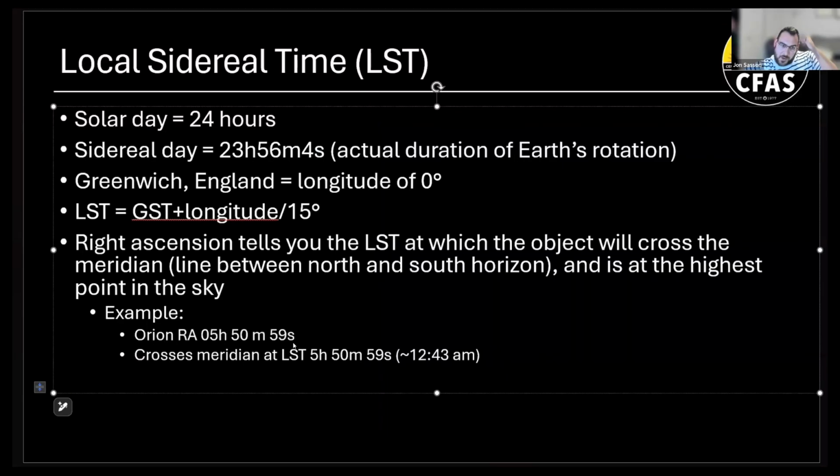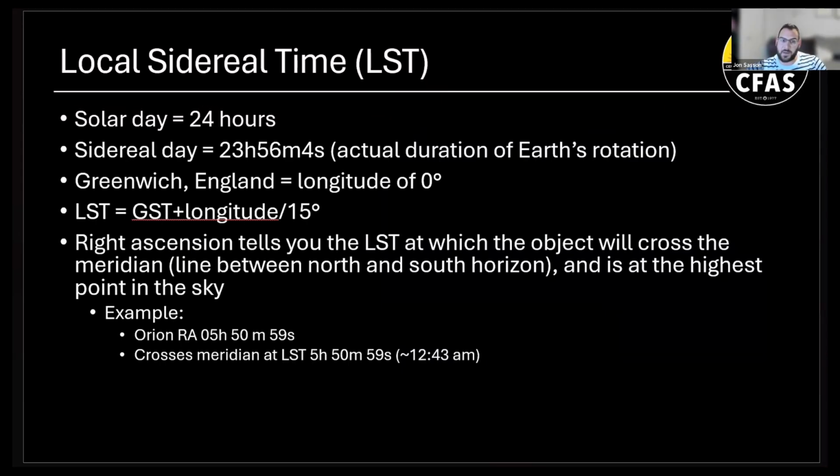So we know that Orion has a right ascension of 5 hours, 50 minutes, 59 seconds. We know that it will cross the meridian when our local sidereal time is 5 hours, 50 minutes, 59 seconds, which for today is really close to 1 a.m. And again, because the sidereal day and the solar day differ, every day the time at which it crosses the meridian changes, ever so slightly.